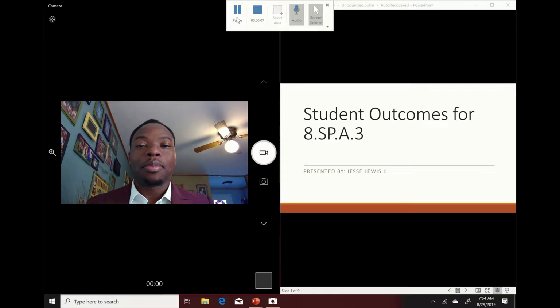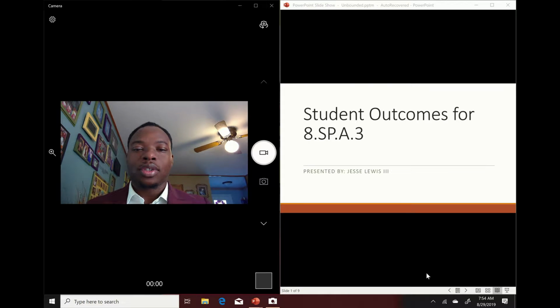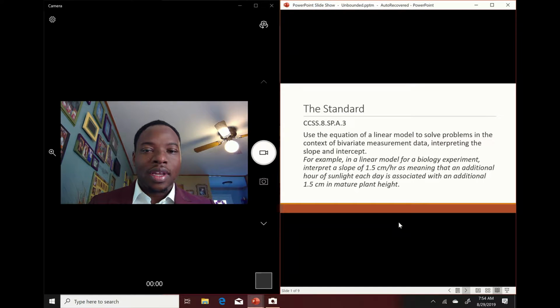Today I'm going to be presenting on student outcomes for the mathematical standard 8.SP.A.3. So just going to jump right in. Here is the standard. It says to use the equation of a linear model to solve problems in the context of bivariate measurement data, interpreting the slope and intercept.